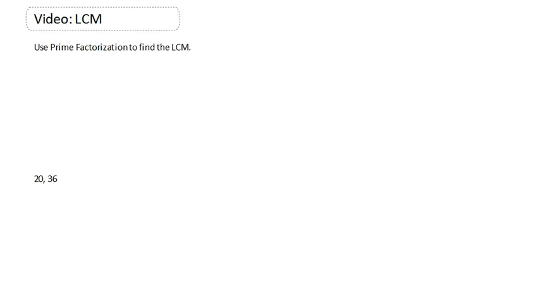This video is using prime factorization to find the least common multiple. Let's start by thinking about what a least common multiple is. If I have the number 8 and 12, and I'm trying to look for a multiple that both of these can become, I might start by writing out the multiples.